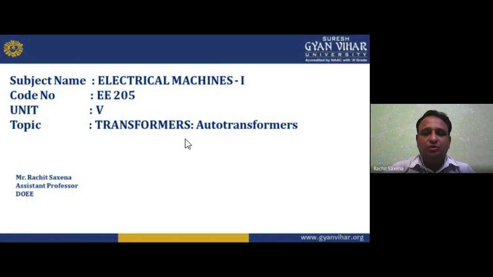Though we have to study these auto transformers, if I'm talking about Electrical Machine 1, it is an important subject in electrical engineering. If I'm talking about the syllabus content, in Electrical Machine 1 the first unit deals with the magnetic circuit.